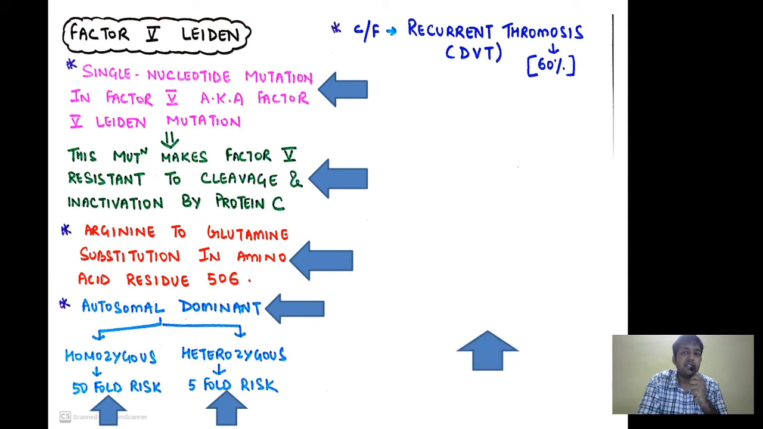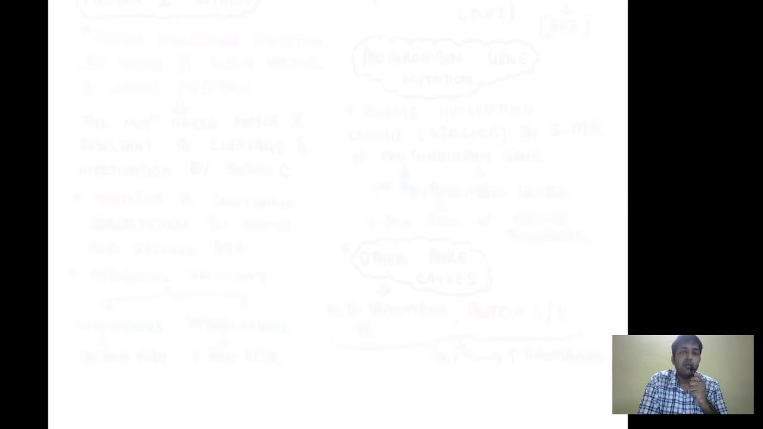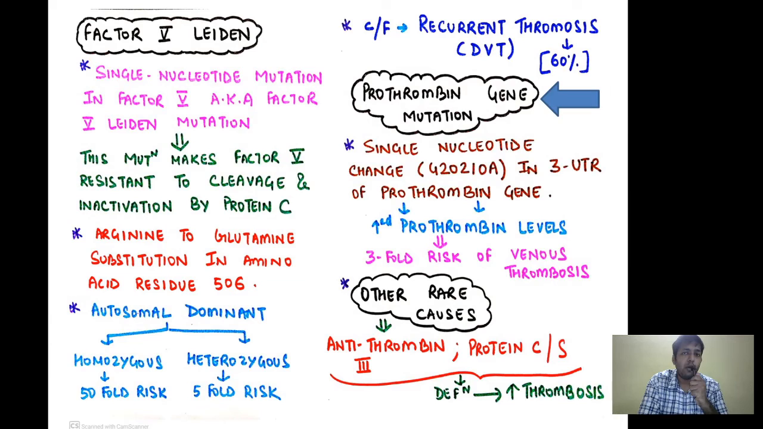The basic clinical feature is recurrent thrombosis, that is DVT. Just remember that among patients presenting with recurrent thrombosis, the frequency of factor number 5 Leiden mutation is around 60%. Moving ahead, the second most important or common inherited defect is prothrombin gene mutation. Here there is a single nucleotide change, G20210A, in the 3' untranslated region or UTR of the prothrombin gene. This mutation leads to increased prothrombin levels. There is a 3-fold increased risk of venous thrombosis.